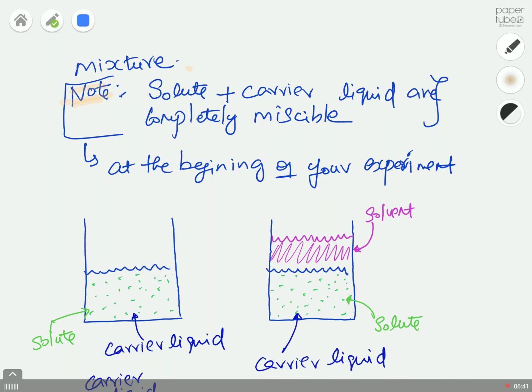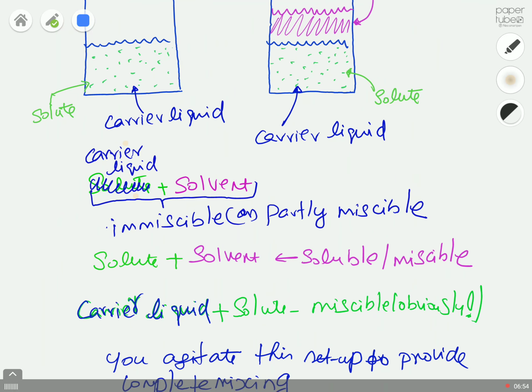At the beginning of your experiment, you have some solution which contains two components. One is solute, and the other we already named as a carrier liquid. If you want, you can call this a carrier liquid plus solute, or you can call it a feed mixture. Feed mixture in a liquid extraction process is nothing but something that contains a carrier liquid which carries your solute, exactly.